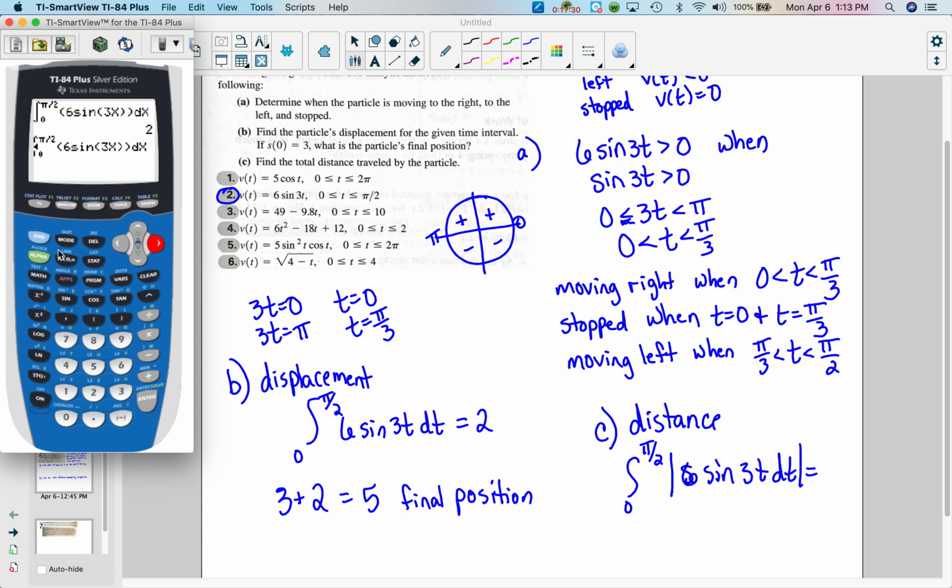I don't think so, but let me try. I'm going to insert absolute value. Oh, that's not going to work. Okay, I'm going to pause this.